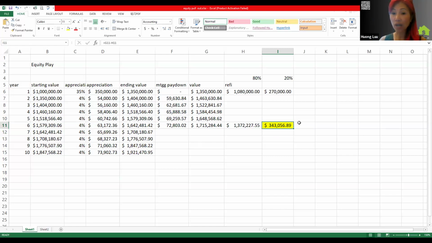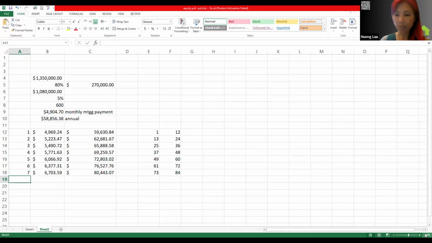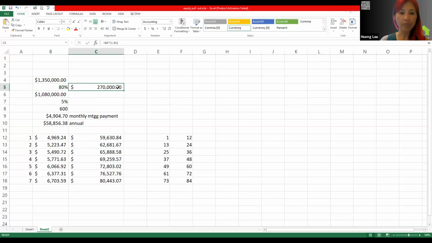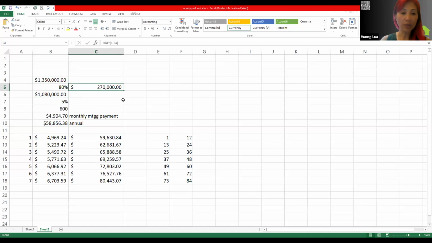And so this is a big chunk of money that you're pulling out. Okay, so what else can I show you here? So this is the mortgage calculation here. This one is just saying, okay, it's an 80% down payment. So then we're actually having 270 left in the deal. And that's our equity in there.